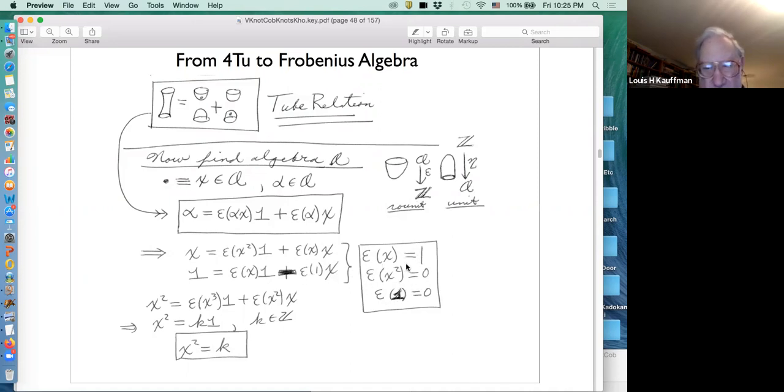So I know all these things, and then I wonder about the powers of x, because I haven't prejudiced my algebra yet. And I find that x squared, by the same formula, will be epsilon of x cubed plus epsilon of x squared x. And that tells me that x squared is going to be a multiple of 1, because epsilon of x squared we figured out was 0 already. So x squared is a constant.